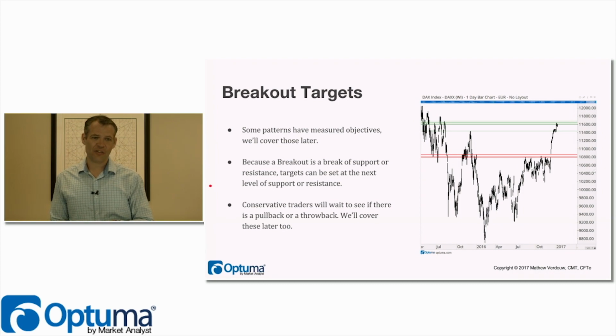Breakout targets. There's a number of different techniques we use. There's a number of different indicators that have been created to give us zones of where we would expect the market to go after a breakout. There's a head and shoulders breakout that we're going to talk about in bar patterns and things like that. But one of the easiest ones to use is just looking at previous levels of support and resistance. Because essentially what's happening is that when we're breaking through, we're breaking previous support or resistance, and so we look to where is the next level of support or resistance.